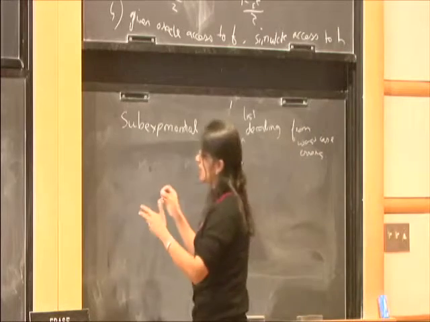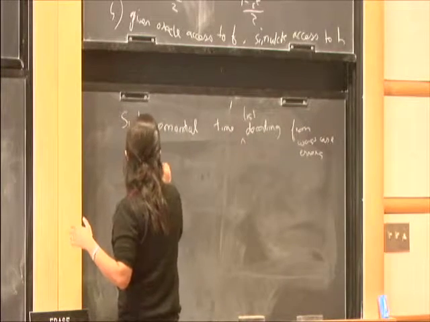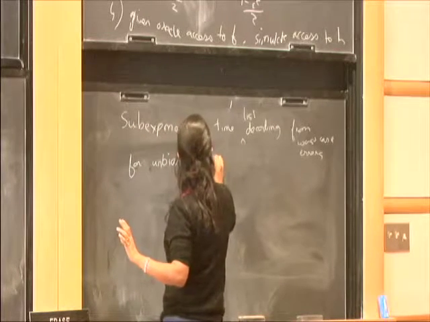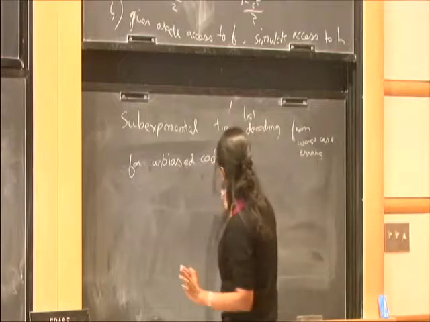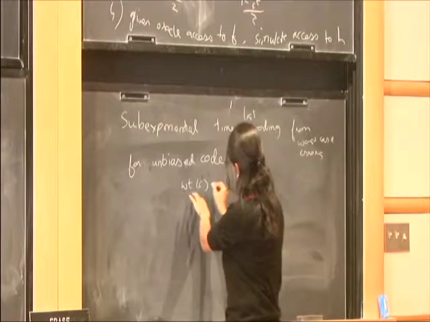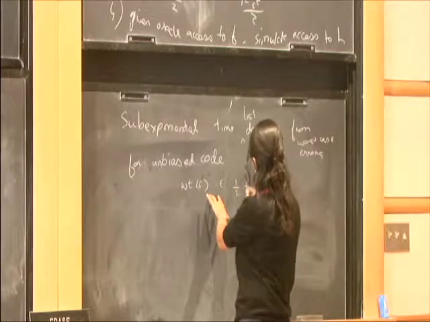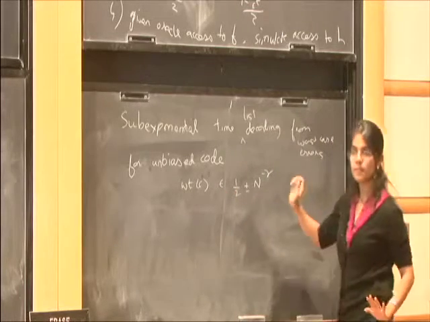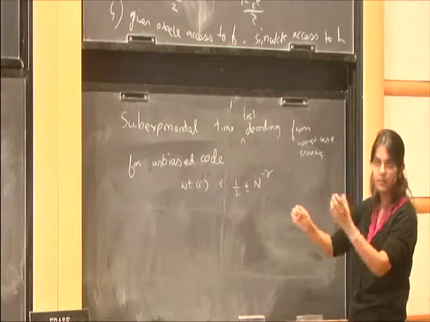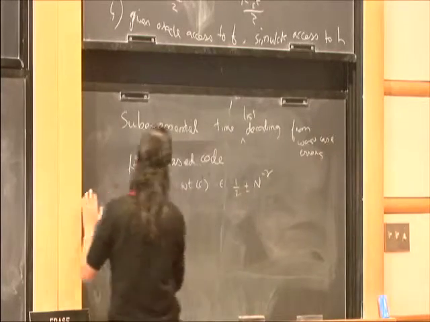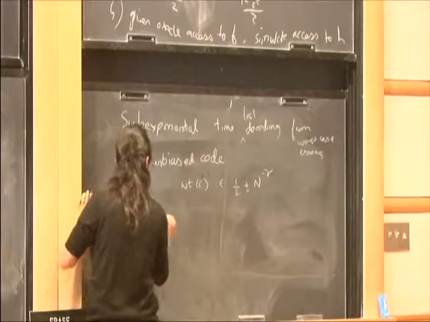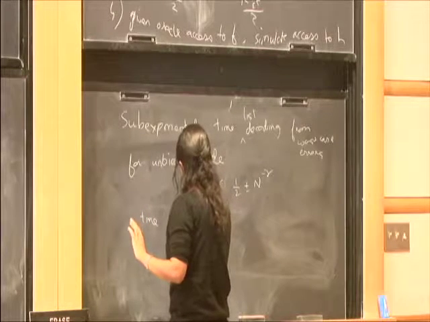Okay, for unbiased codes. But these codes need not be sparse now, it's any unbiased code. And here what I mean is the weight of any code word C is basically half plus or minus n to the minus gamma. Take any unbiased code with weight half plus or minus, which is roughly balanced. We'll give a 2 to the n over log n time algorithm.